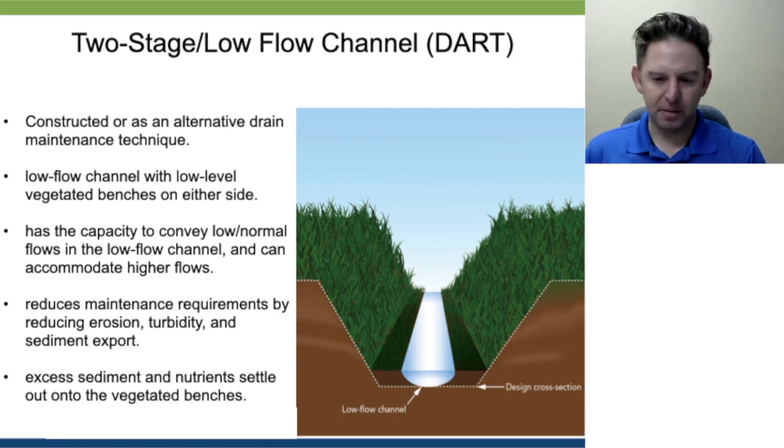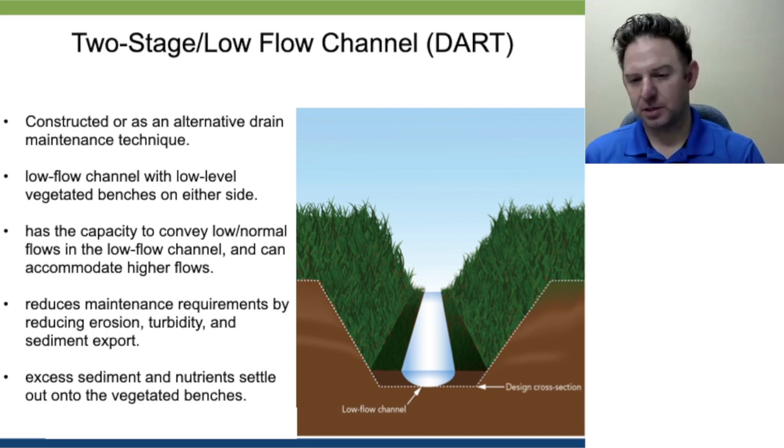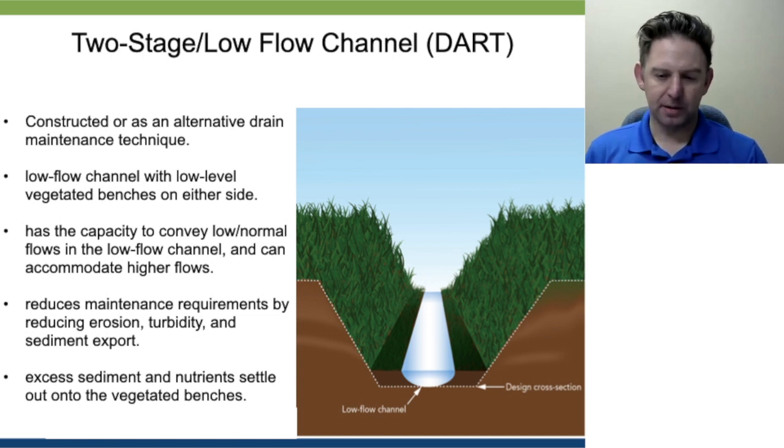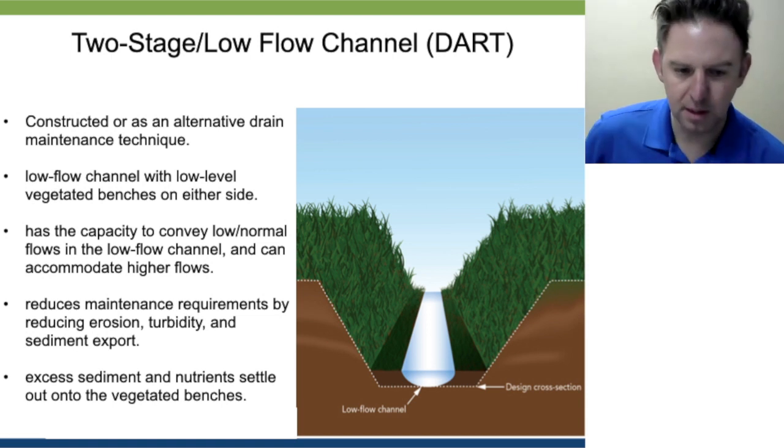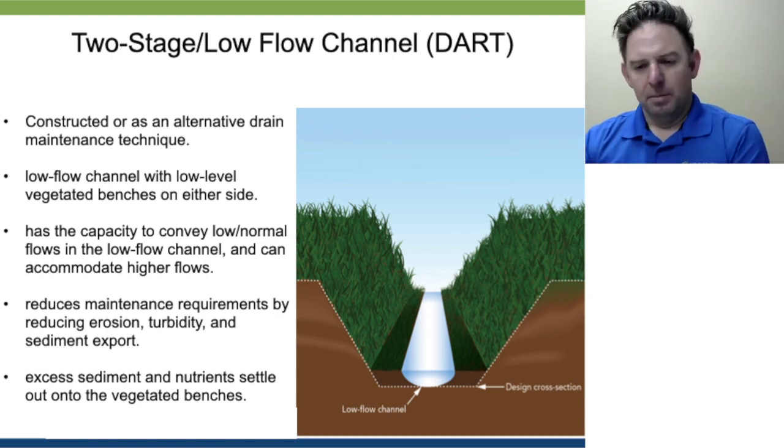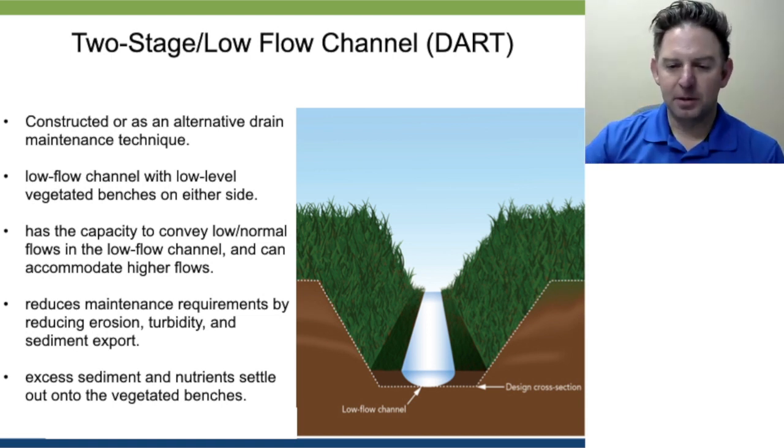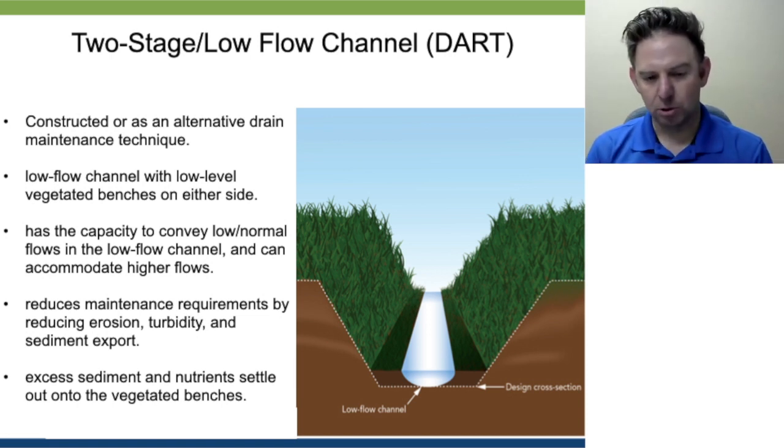The sediment that is transported in the channel during higher water events will actually settle out on the bench, the vegetated benches on the side. And this next picture I'm going to show you shows that very well. That's what it's doing. But because it can convey sediment and hold sediment, it requires less maintenance, reduces erosion, less turbidity, and less sediment export downstream into drains or natural water courses downstream.